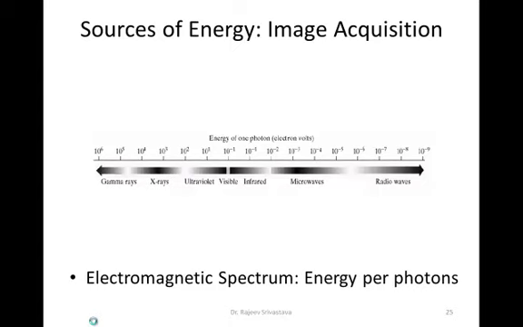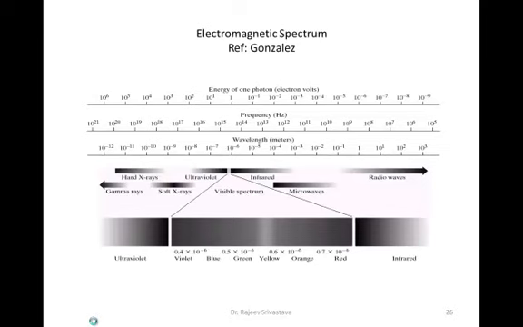Here, energy per photon is shown. The first band, between 10 to the power 4 and 10 to the power 6, is gamma rays, then X-rays, then ultraviolet, visible, infrared, microwaves, and radio waves. This is the standard view of the electromagnetic spectrum, which shows the frequency, wavelength, and energy of each photon in each band.